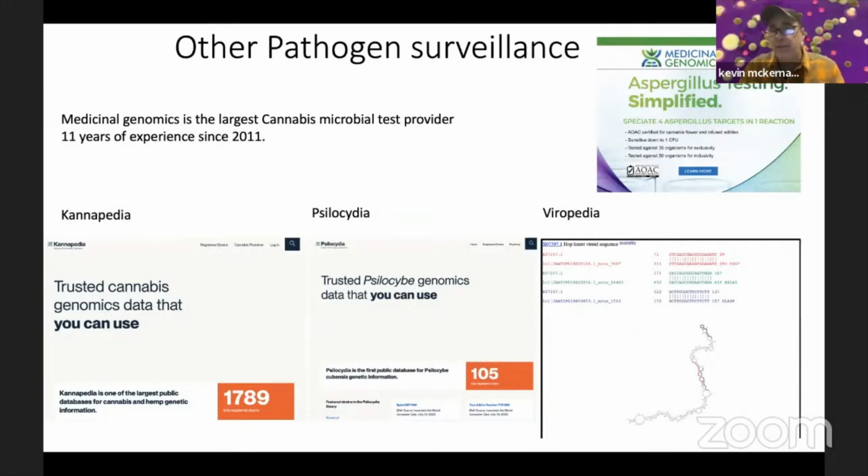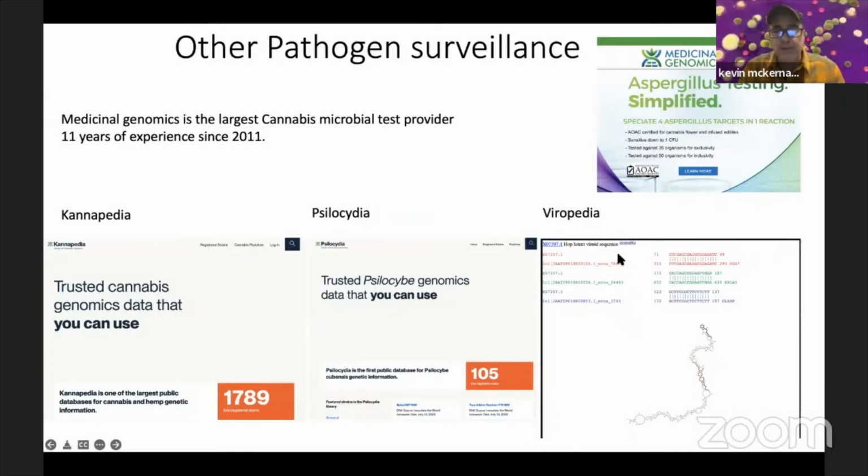The whole point of that is just to get a timestamp that's immutable, that we can't change, and everyone can understand born-on dates, if you will. We've expanded this into sequencing fungal genomes with a primary focus on Psilocybe cubensis, because this is getting legalized in many ways like cannabis is. So there's 105 of those that are public as well.